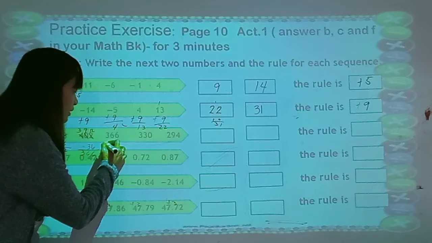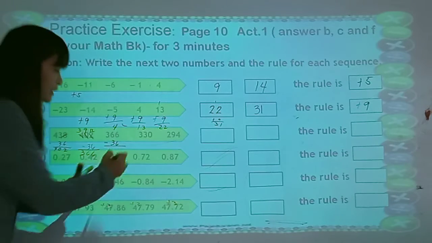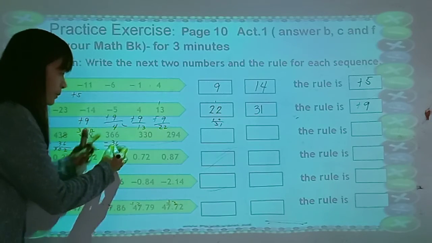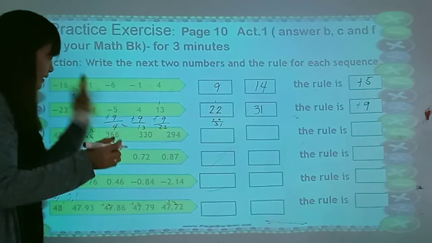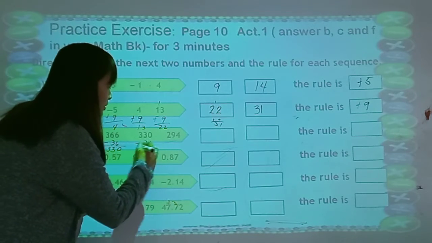Again, class, we need to subtract 36. 6 minus 6 gives us 0. 6 minus 3 gives us 3. Bring down 3. Therefore, this is 330. And the next one, again, class, we need to subtract 36.